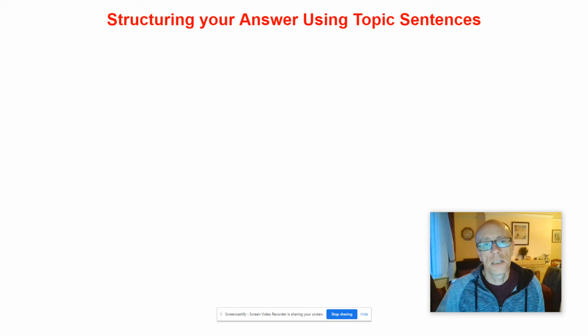You then need to think about, well, how are you going to structure your answer? And of course, the answer is through topic sentences. So before you start writing your essay, you've got to note down 5 or 6 different main paragraph groupings that you're going to have, and the topic sentences, the comparative topic sentences.